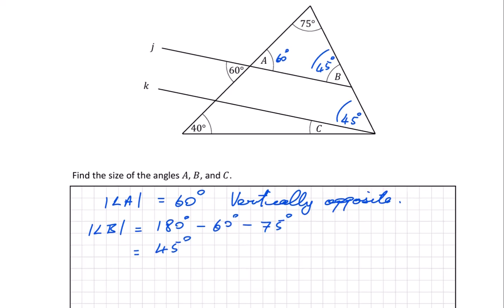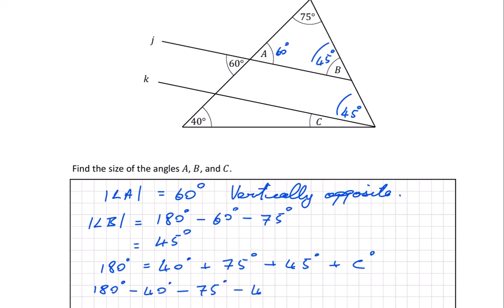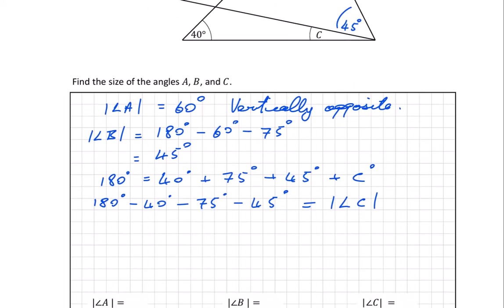So I can just make an equation there. I can say 180 degrees is equal to 40 degrees plus 75 degrees plus 45 degrees plus some angle C degrees. So all I got to do is subtract 40, 45 and 75 from 180. So it's 180 degrees minus 40 degrees minus 75 degrees minus 45 degrees. That will give me my angle C. So let's work that out then.